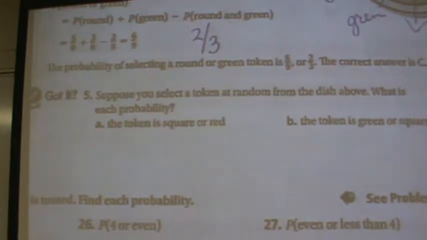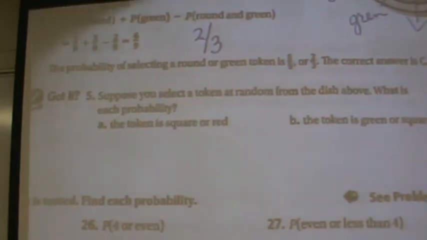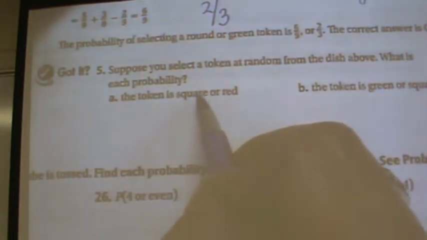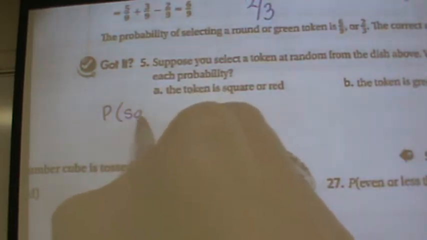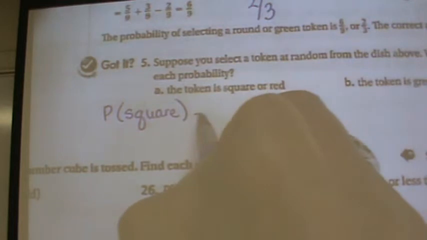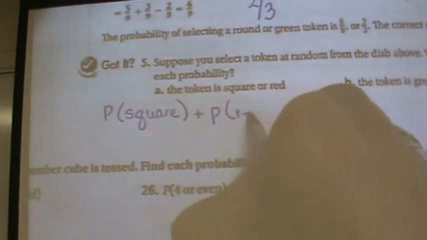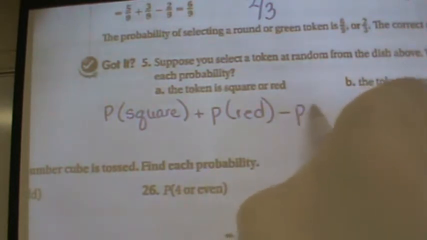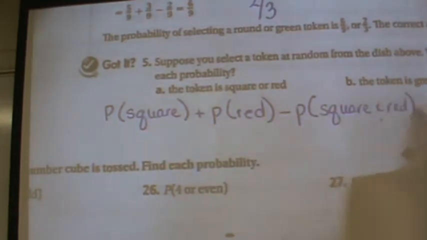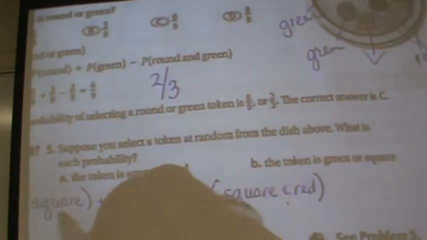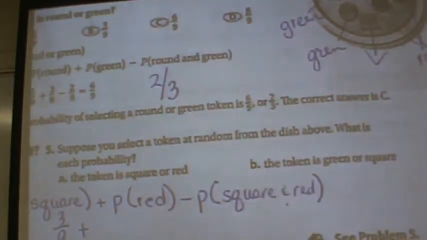So let's do the next one. Same dish, and it's still not mutually exclusive. Okay, so I wanna know what's the probability that the token is square or red? So what you're gonna do, write small. Probability of square plus the probability of red minus the probability of a square and red. So, how many are square in this situation? 3, 3 out of 9. How many are red? 1.